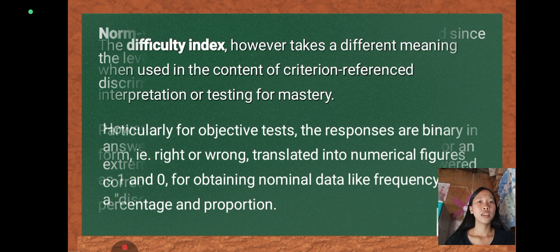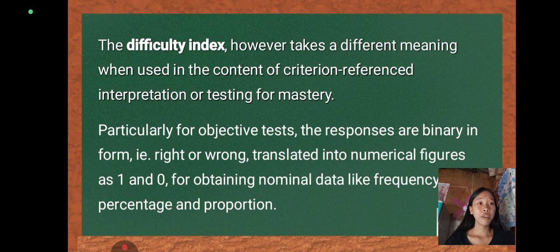The next is the difficulty index. The difficulty index takes a different meaning when used in the context of criterion reference interpretation for testing for mastery. Particularly for objective tests, the responses are binary, meaning there are only two responses. For example, yes or no types of assessment, or true or false types of assessment. Either right or wrong, translated into numerical figures as 1 or 0 for obtaining nominal data like frequency, percentage, and a proportion.